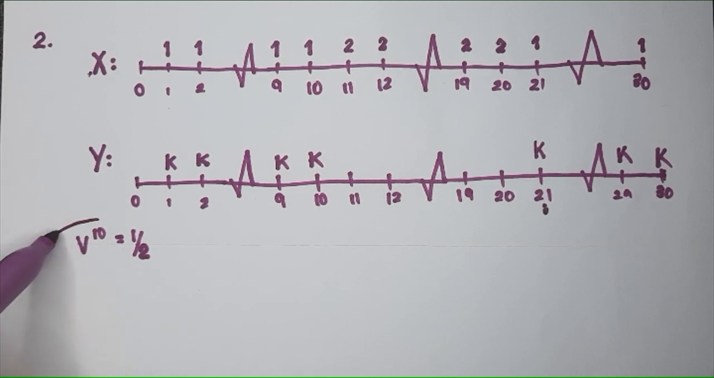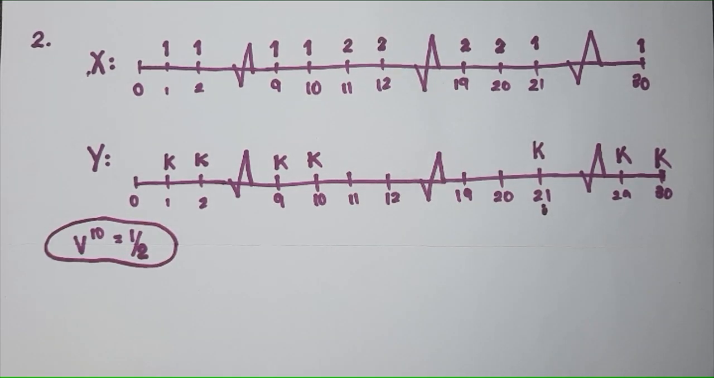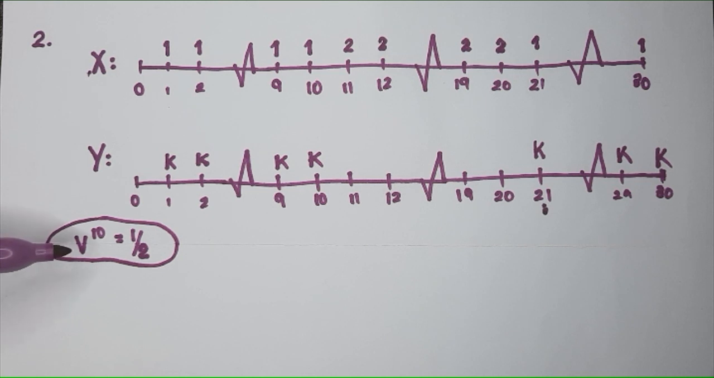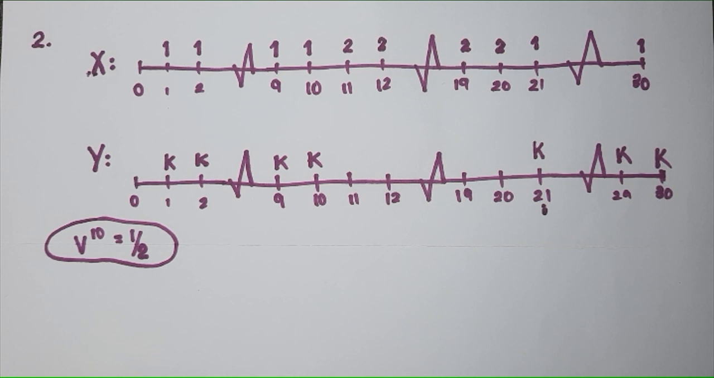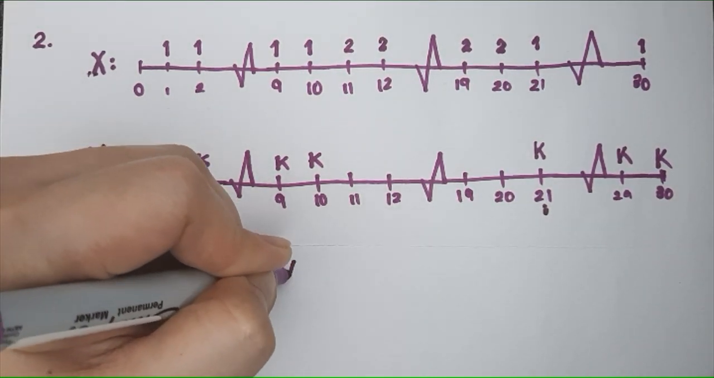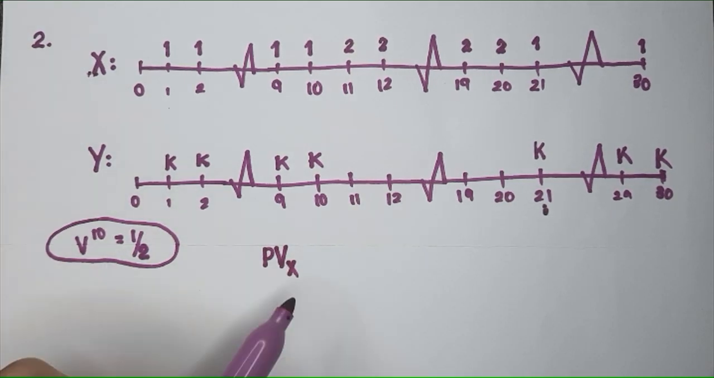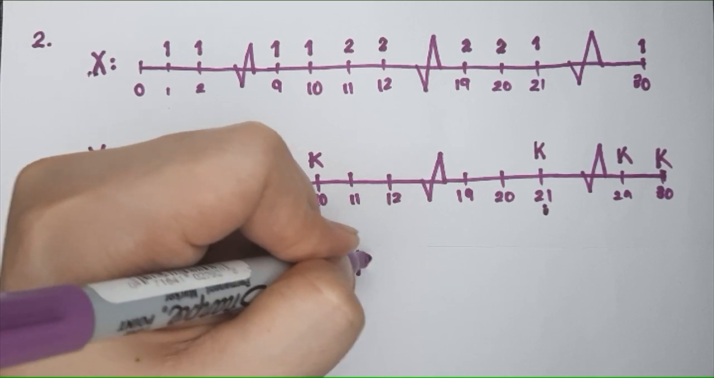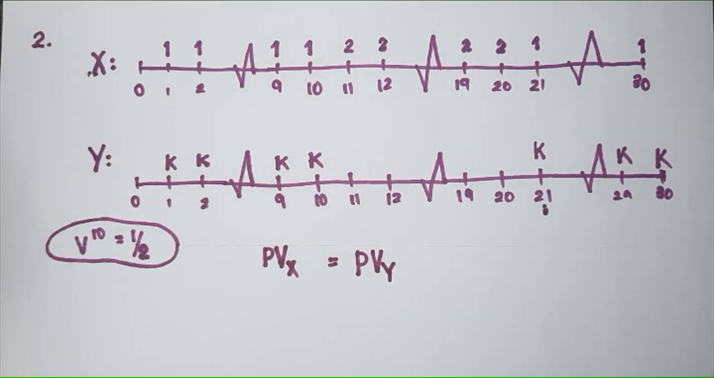With this value, you can find the value of K, because you can see the expressions in terms of V to the 10. So, all you have to do is replace it by 1/2. So, let us set up the present value of this annuity and the present value of this annuity. We may want to write a PV sub X. It's the present value of this annuity is equal to the present value of the other annuity.